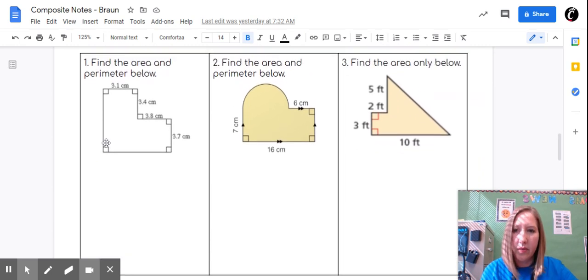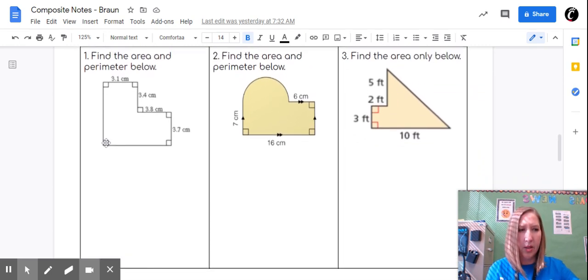Now, I'm going to run out of room. You might want to try to write a little bit small here, because especially for the first two, we're going to find both area and perimeter. So I'm going to kind of use my space and spread this out, but you might want to try to write a little bit small because we are going to find both.